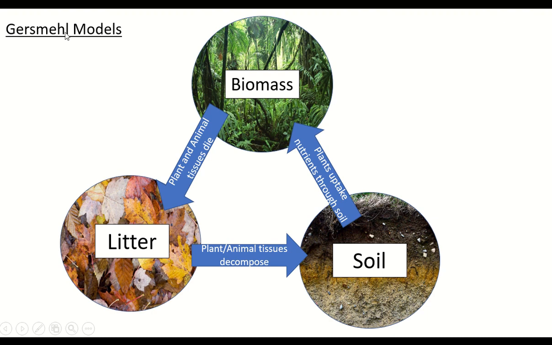That's why they're called Gersmehl models or Gersmehl cycles, nutrient cycles: the nutrients are just recycled all the way around. Now, in different ecosystems, they're recycled at different rates, but it's not just a closed system. There are other bits and bobs that we need to be aware of as well. For example, you can get more nutrients into the litter from dissolved minerals in rainfall. As rainfall falls into the litter, it adds nutrients into the litter store.